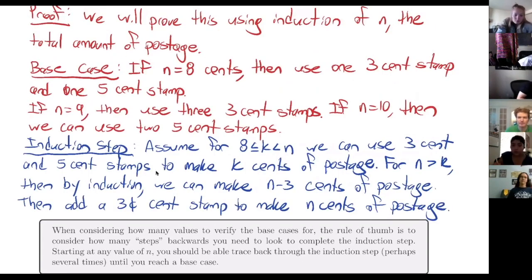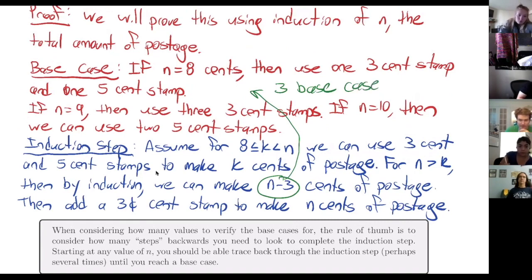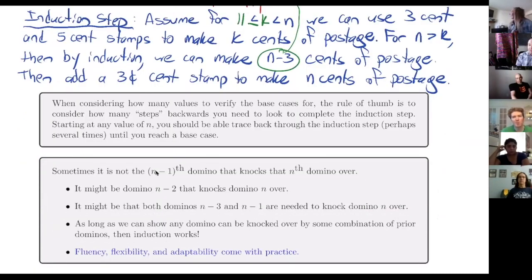So here, since we needed to go 3 steps back, we had to show 3 base cases. Just a couple of things to remember here, and that is that it's not always the prior domino that knocks over the very next one. And so it might be n minus 2 that knocks over n. So what we really want to do is show that as long as there's some previous domino, it doesn't need to be right before it, that's going to knock over a later one, then they're all going to fall down.